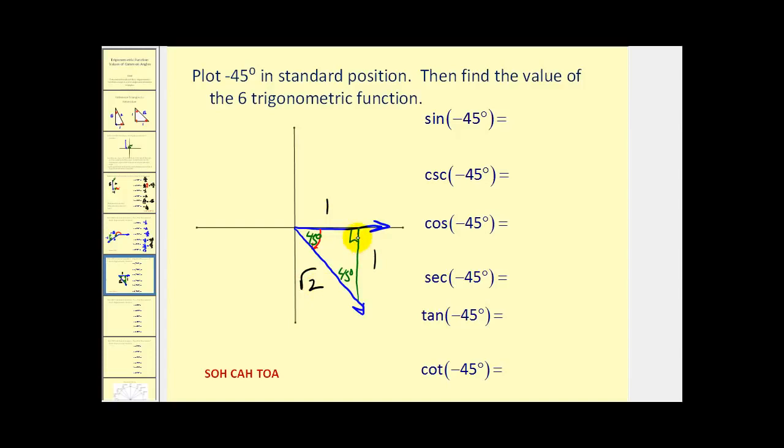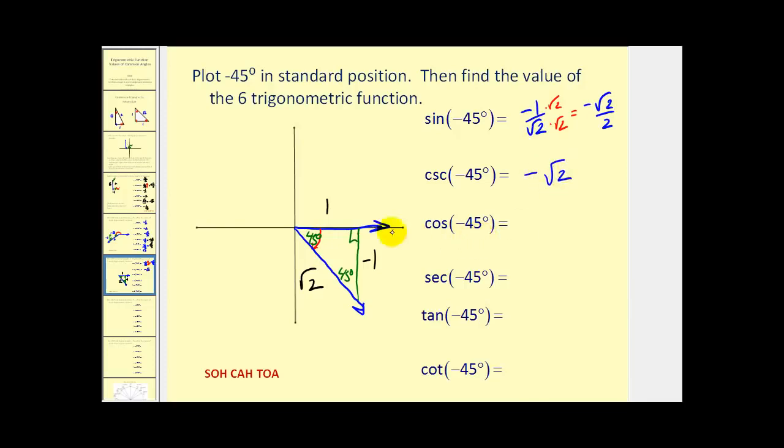Again, watching the signs, now we're in the fourth quadrant, so the x-coordinate would be positive, but the y-coordinate would be negative, so we'll call this -1. We're going to use this reference angle here to find all of these values. Sine of -45 degrees would be the ratio of the opposite side to the hypotenuse, -1/√2. Rationalizing this, we'd have -√2/2. And the cosecant would be the reciprocal of this, so just -√2.